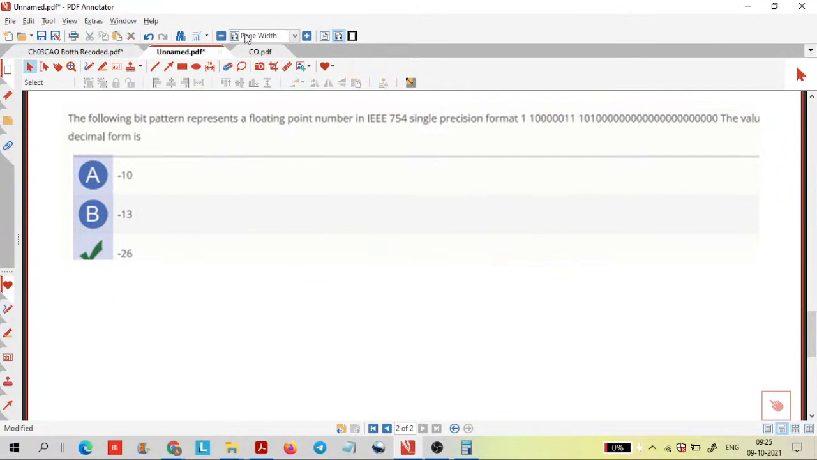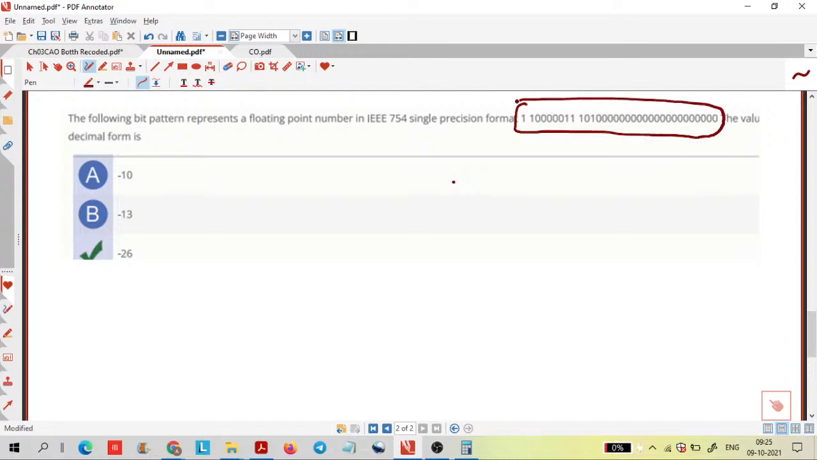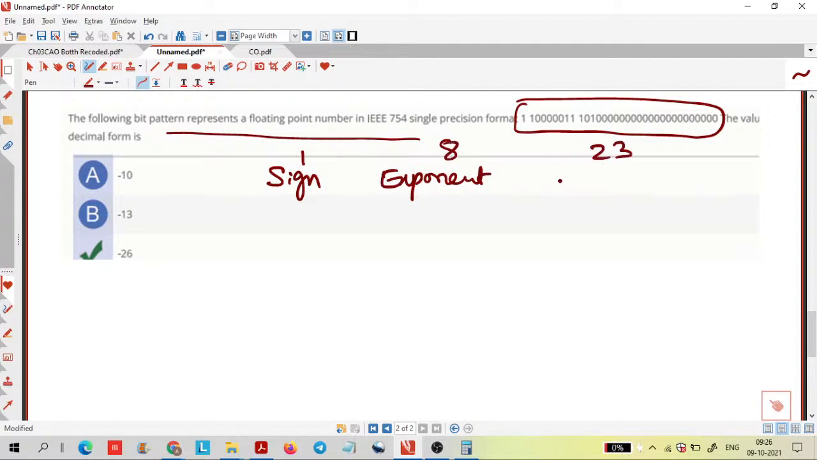Okay, I hope the screen is visible. Here this number is in single precision representation. The following bit pattern represents the IEEE 754 format. IEEE 754 means sign 1 bit, exponent 8 bit, then 23 bit for the mantissa or the fraction. So that you have to represent in decimal form.